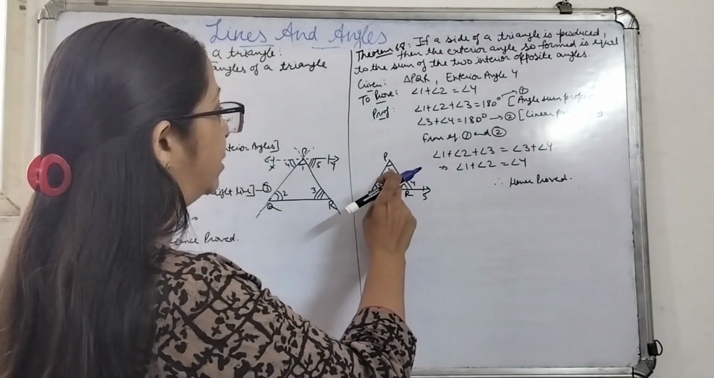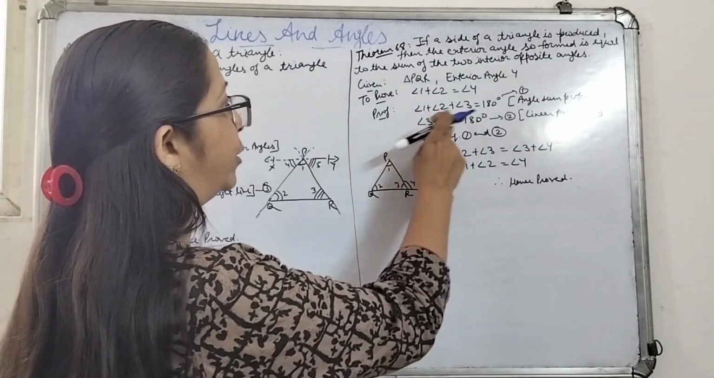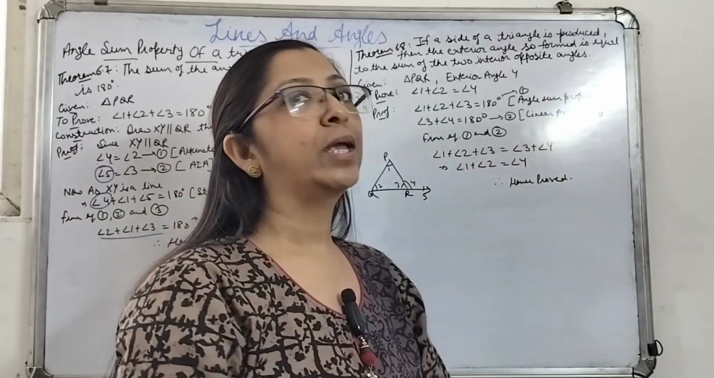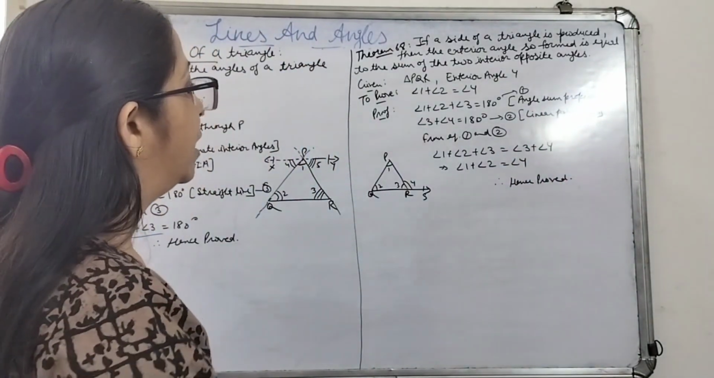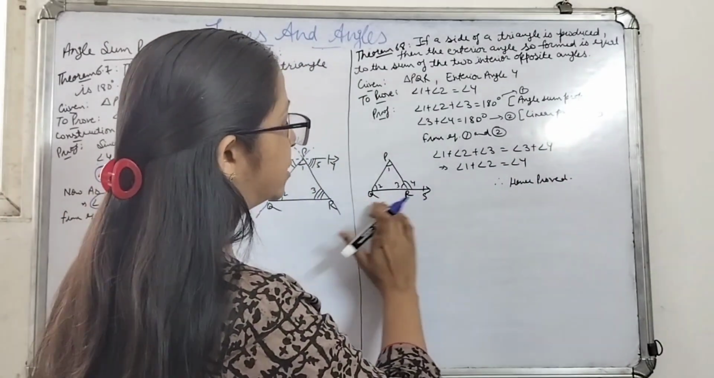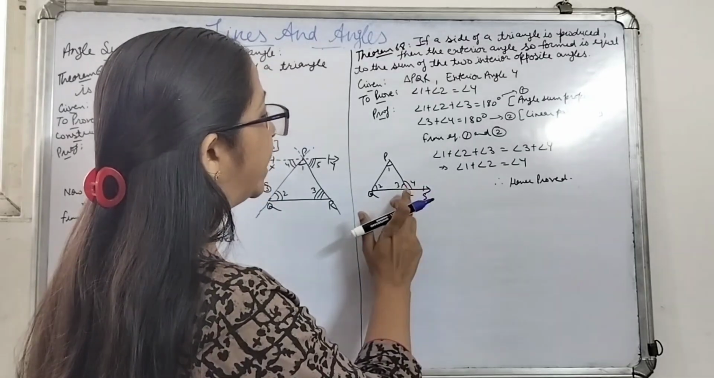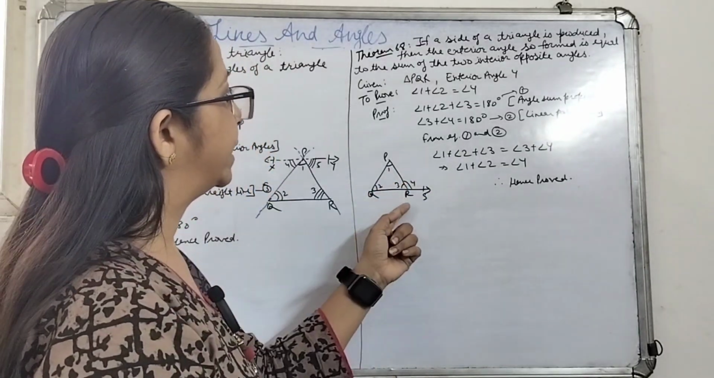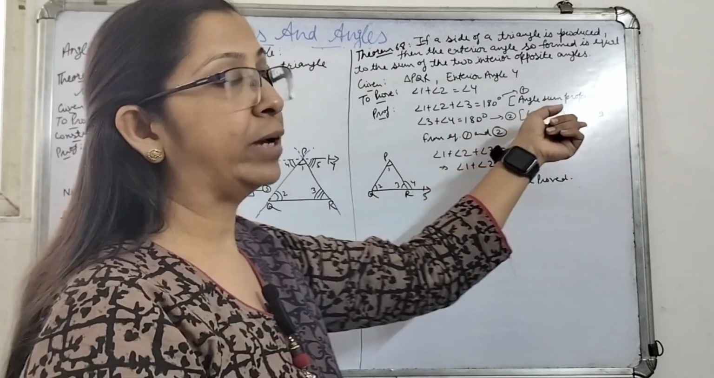That means angle 1 plus angle 2 plus angle 3 will be 180 degrees. This is your equation number 1, from the angle sum property of a triangle. Now, because QS is a straight line, at point R the sum of angle 3 plus angle 4 will be 180 degrees because it is a linear pair of angles.